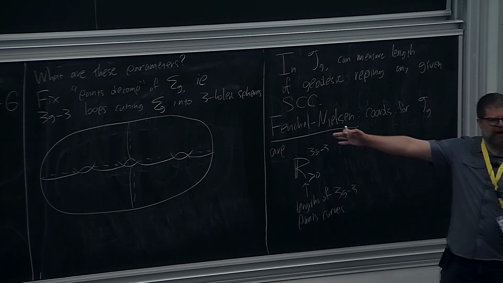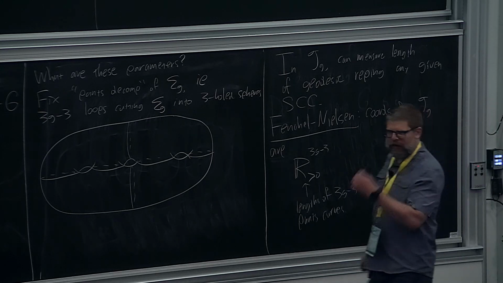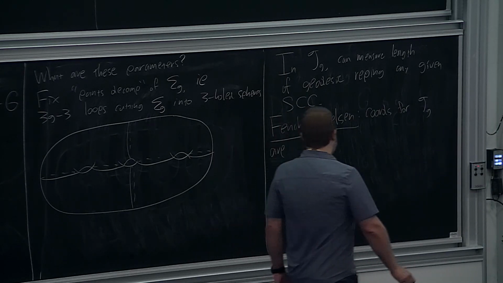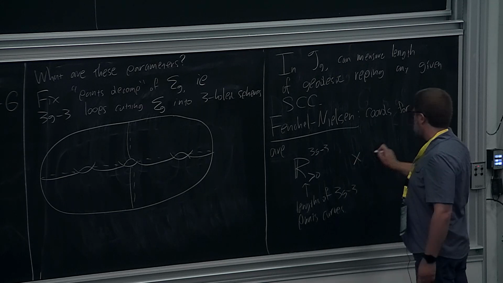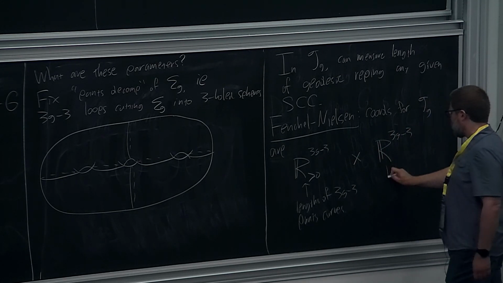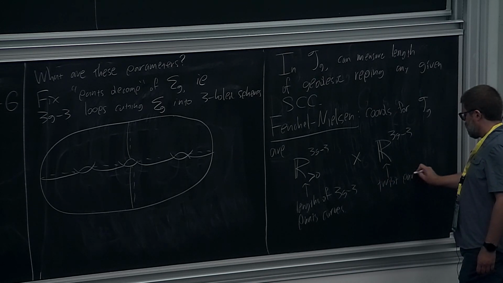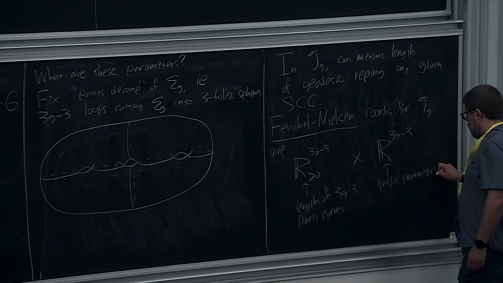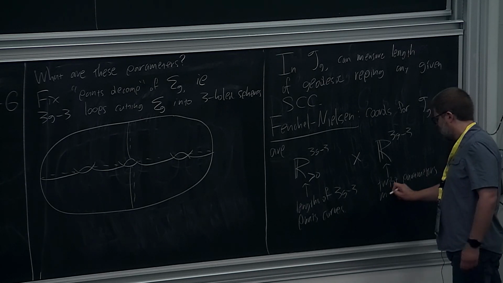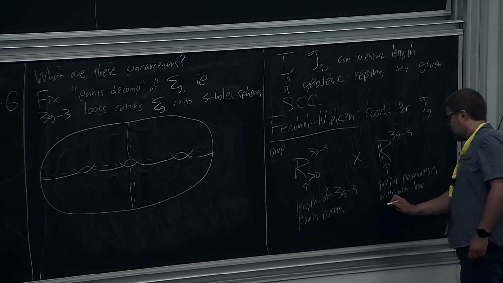Right? So we have 3g minus 3 numbers right there, right? But then we also have to know how they're reassembled, right? And so plus R to the 3g minus 3, these are the twist parameters, measuring how they're glued together.